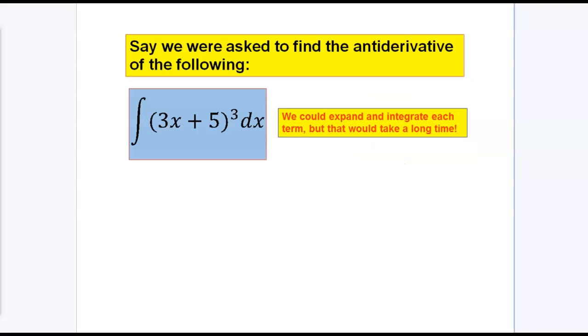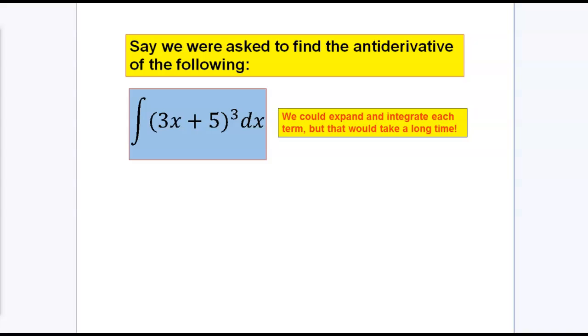In section 6.2, we're going to look at one of our techniques of integration called U-Substitution. And U-Substitution is really the only technique you need for the AP exam. We're going to learn other integration techniques in the Integral Calculus 30 course, but they won't be covered on the AP exam. So let's take a look at an example.